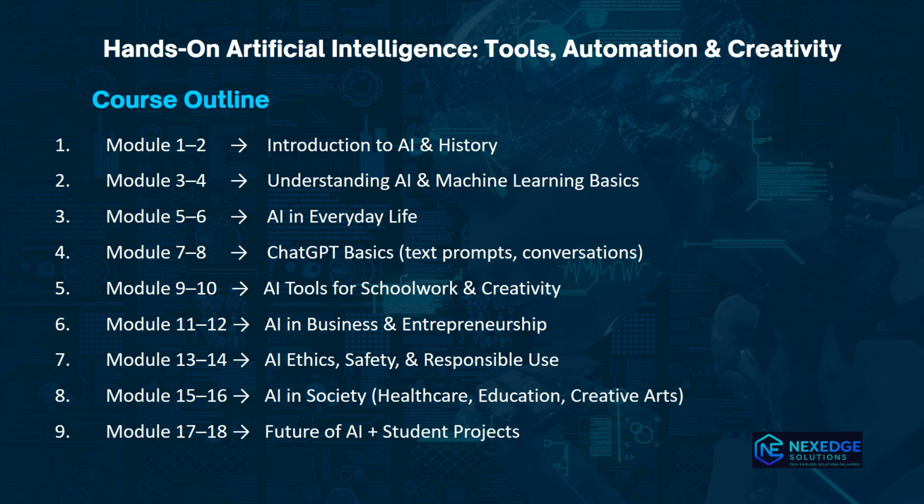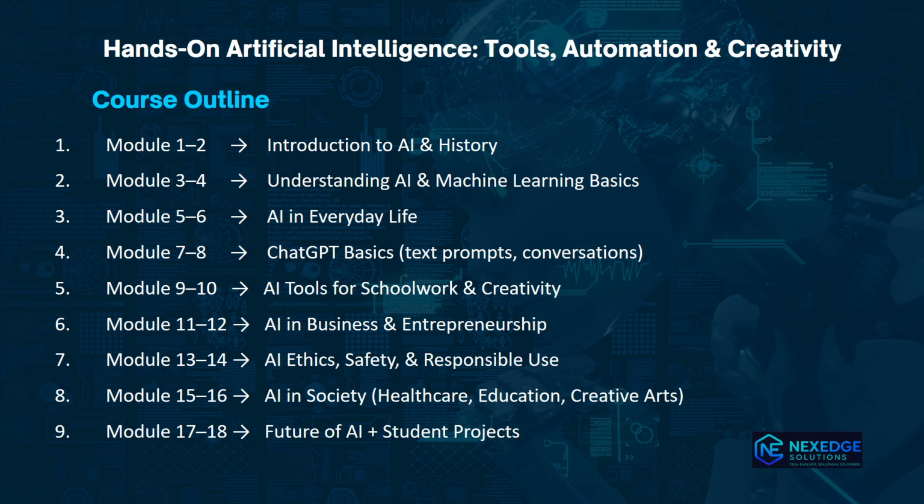This is Hands-on Artificial Intelligence: tools, automation and creativity. Let me quickly take you through the course outline. First, Modules 1 to 2 will be taking you through introduction to AI and history. Modules 3 to 4 are understanding AI and machine learning basics. Modules 5 to 6 are talking about AI in everyday life.